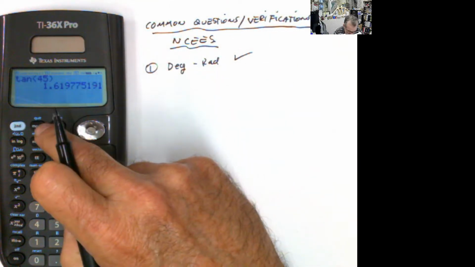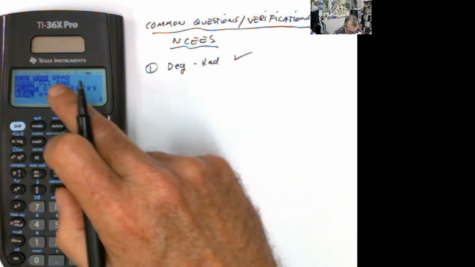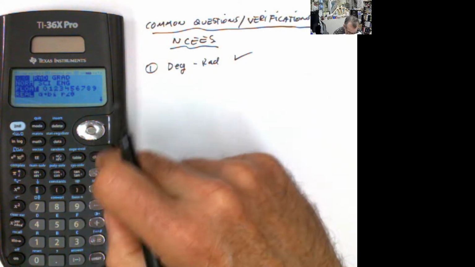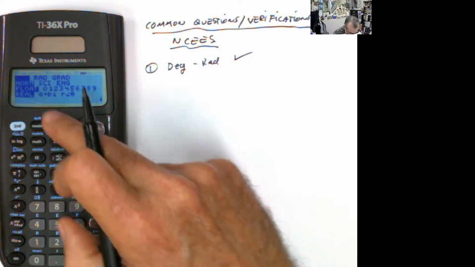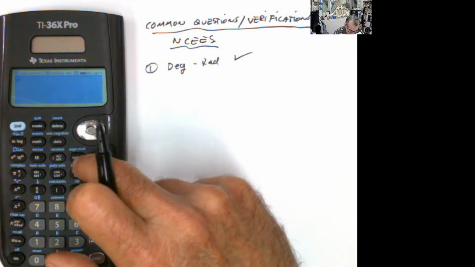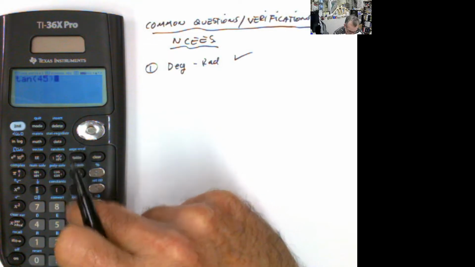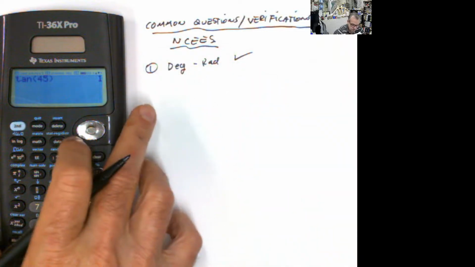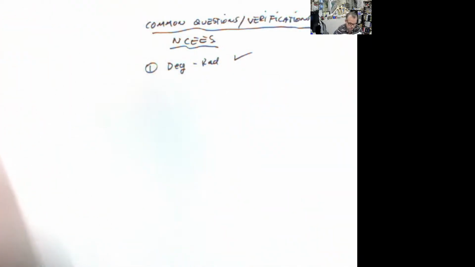The way you fix that, you just go to mode, and you see the radian there is marked, so you just hit enter on degrees, and then you can clear and go back. And now if you say tangent 45, it's going to give 1. Now you are ready to go. That's the first verification.